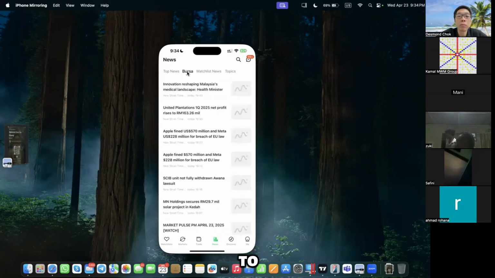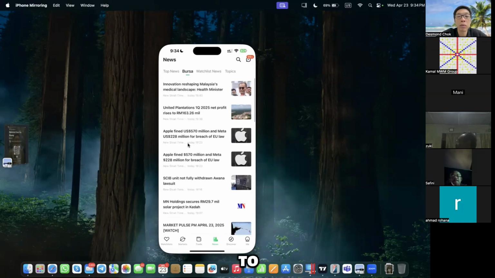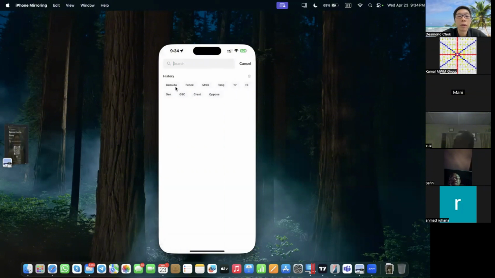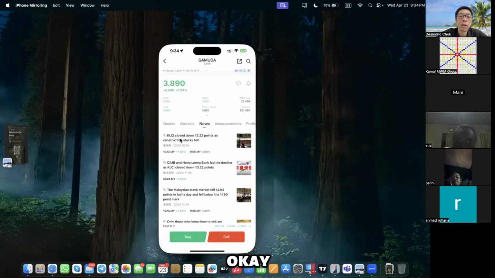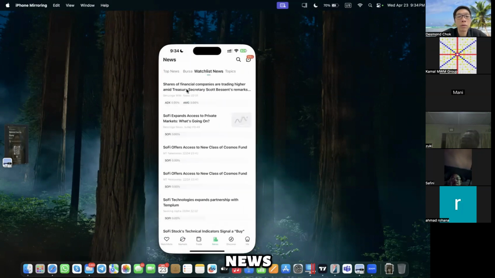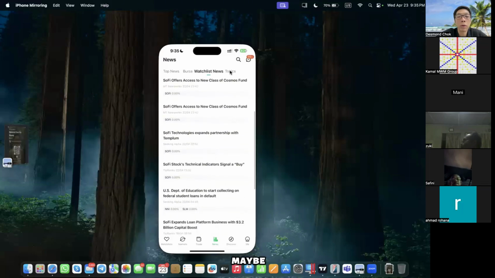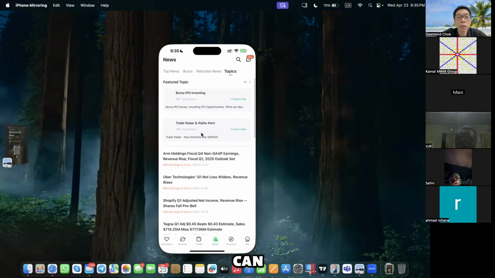This one is related to Bursa only. This one is for the general market. If you want to know the news on a related counter, you have to go to that counter, let's say Mudah, then news. This is only news related to the counter. Then this one is the watch list news, all those, then maybe some topics here. Feature topic, this one is quite interesting. Sometimes you can see tech focus or everything here, which also doesn't appear on your screen too.